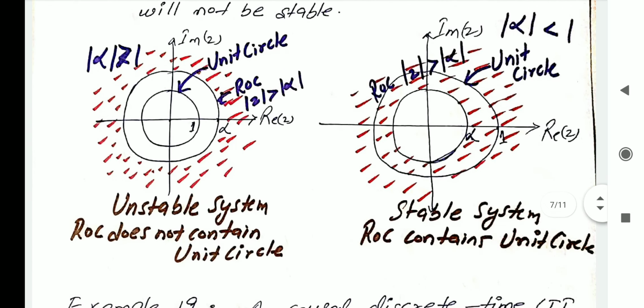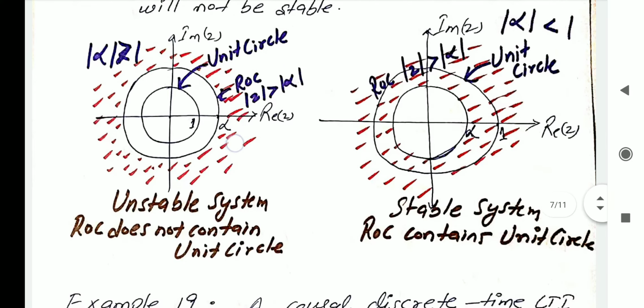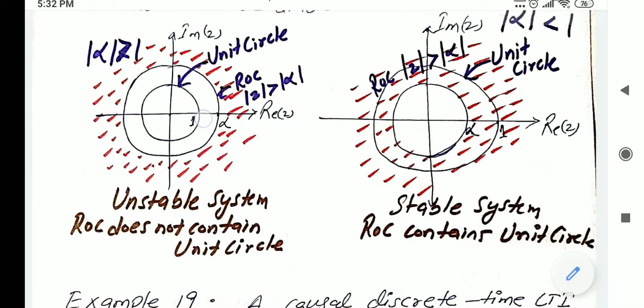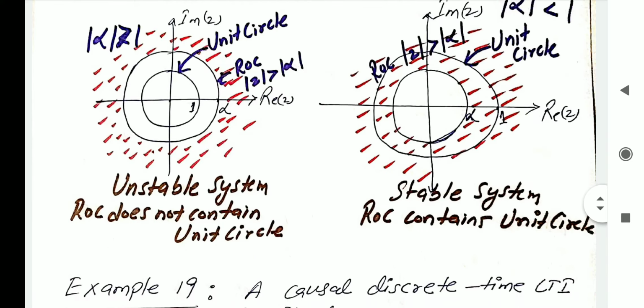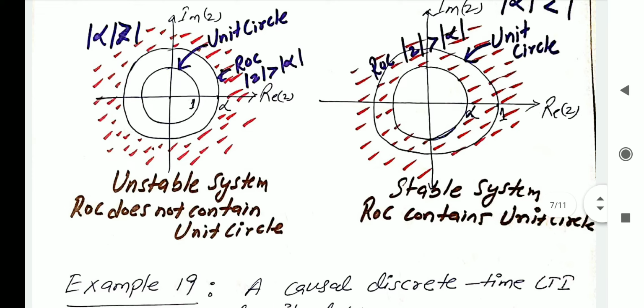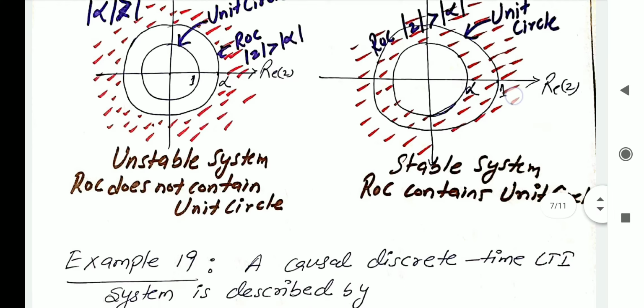This is properly depicted in this particular figure. In the first case, the inner circle is the unit circle, the second circle is a circle of radius alpha, and since the ROC is mod of z greater than alpha, and here I have taken alpha greater than 1, the unit circle is not lying in the ROC, and hence the system is an unstable system. In the second case, where I have taken alpha a value less than 1, the unit circle is lying in the ROC. ROC is mod of z greater than mod of alpha, and the unit circle is lying in the region of convergence, and hence the second condition is a stable system.